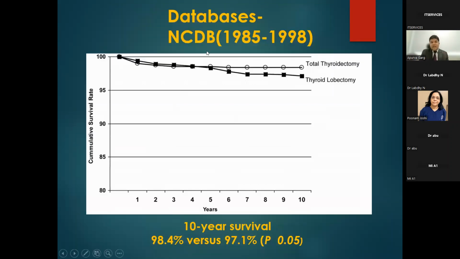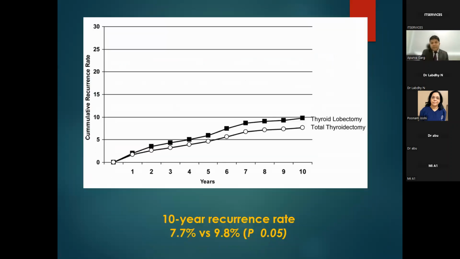So if we see the data from the National Cancer Database USA from 1985 to 1998, total thyroidectomy has better survival as compared to lobectomy. The 10-year survival was 98.4% versus 97.1% in the lobectomy group, and the P here was significant. Then if we see the 10-year recurrence rate, that is 7.7% versus 9.8% when we compared thyroid lobectomy versus total thyroidectomy.